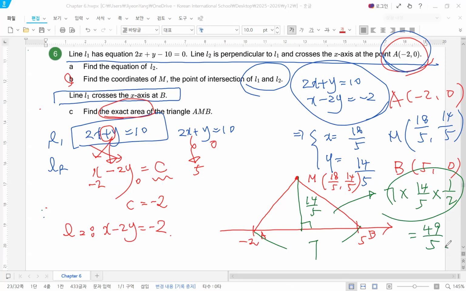How do you find B? Here, line L crosses the x-axis at B. It means that B is the coordinate of the x-intercept, when y equals 0. So here, in the equation of L1, I substituted 0 for y and then found the value of x, which is 5. It's just the x-intercept.